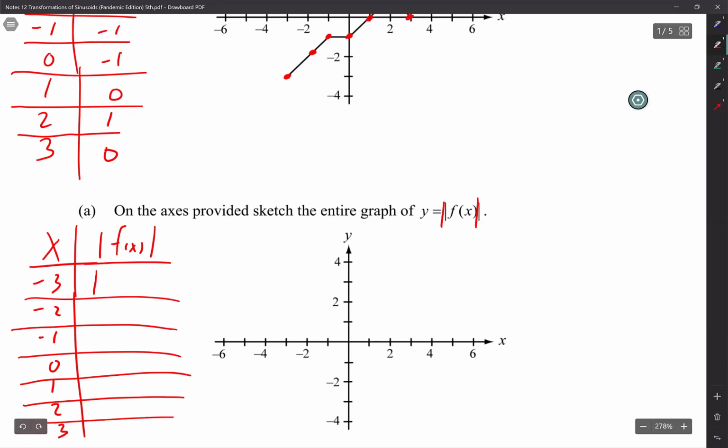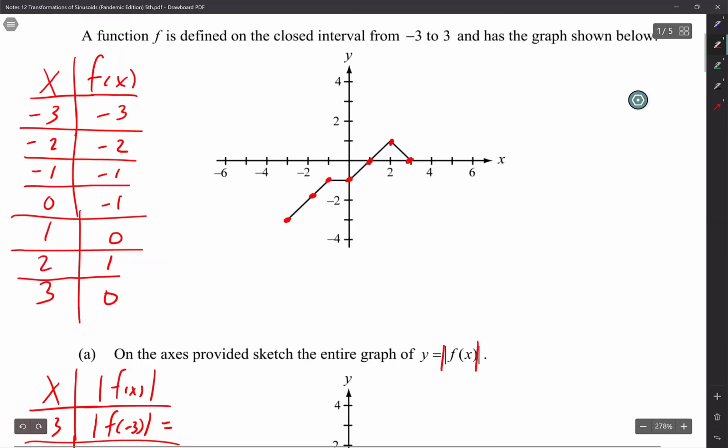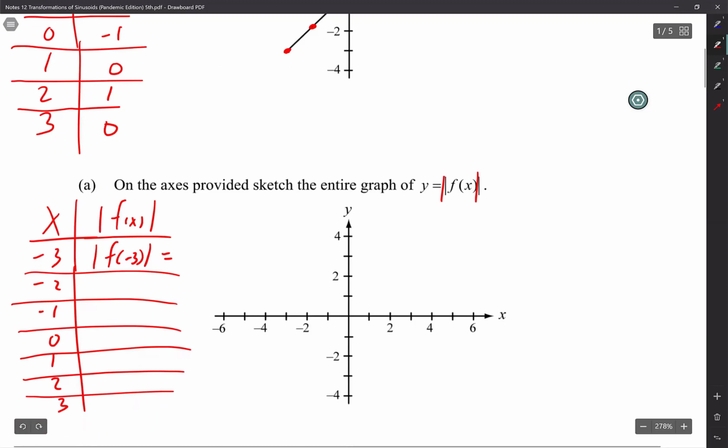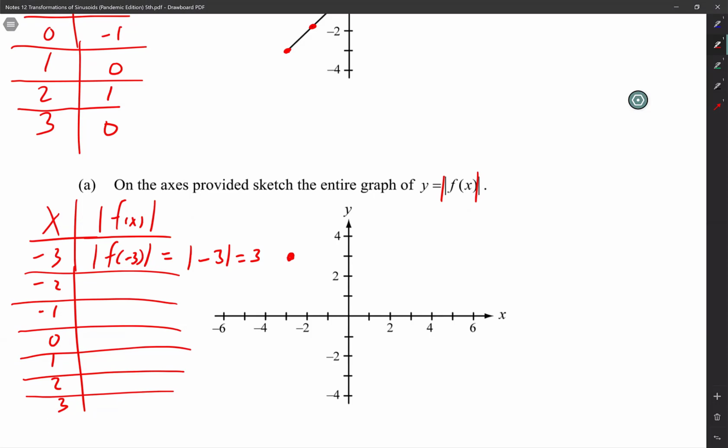So this here means absolute value of f of -3. And f of -3 was -3. So absolute value of -3 is simply 3. So at -3, put a point at (-3, 3). This now means absolute value of f of -2, and f of -2 was -2. So I'm going to plot a point at (-2, 2).